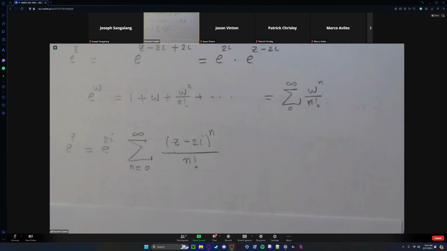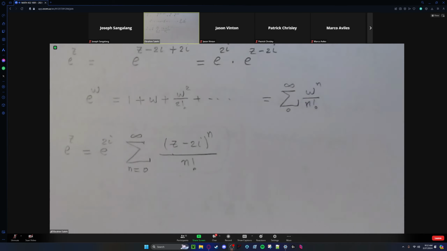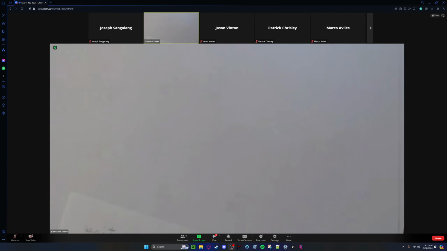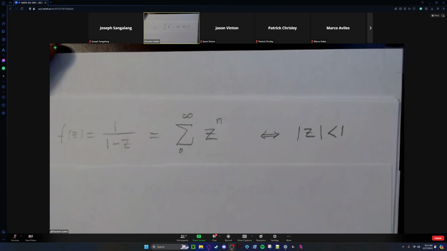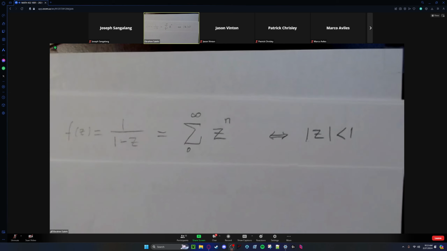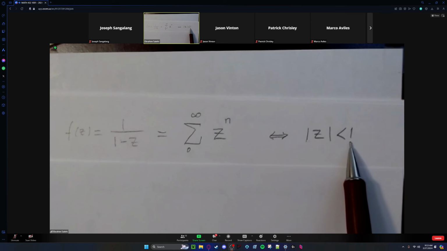Well, the topic is pretty familiar because you have seen these type of things in calculus. Right. So here comes another example. We already know this geometric series. It converges if and only if modulus of z is less than 1.